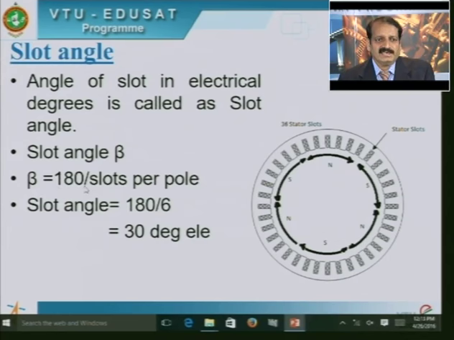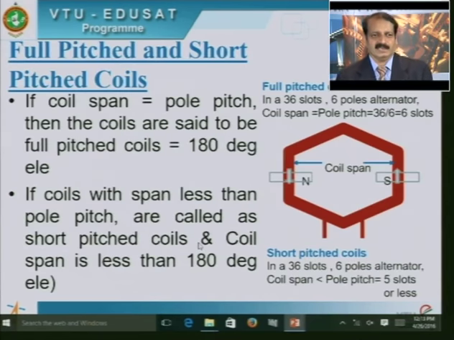So 180 degrees means half cycle of EMF, corresponding to slots per pole, that is 6. So slot angle is given by 180 degrees divided by the number of slots under the influence of each pole, that is 6, which in this particular case is 30 degrees electrical.